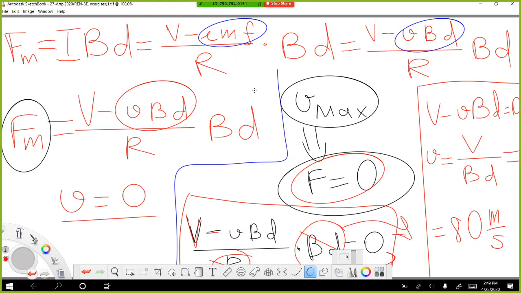Okay, this was the principle of the linear electric motor, linear DC motor.